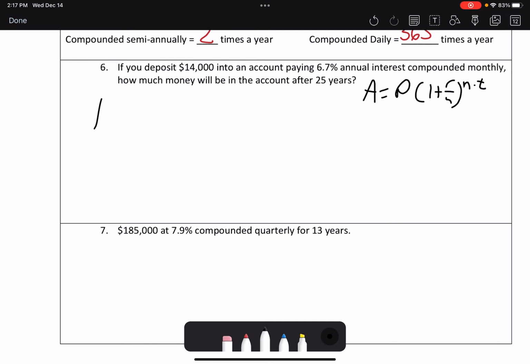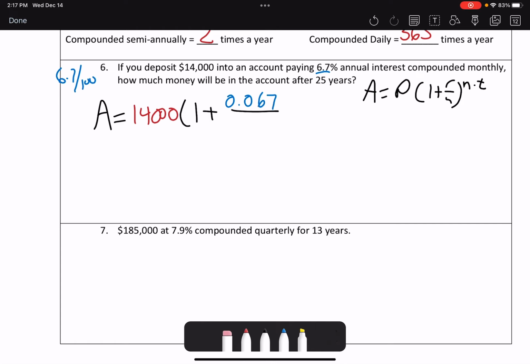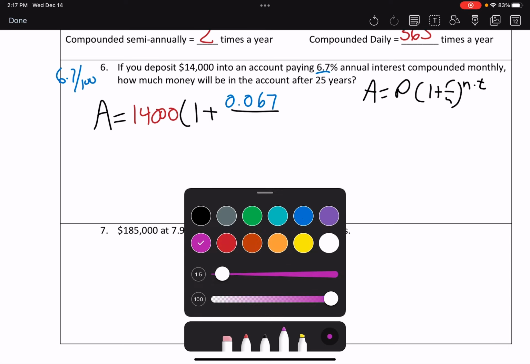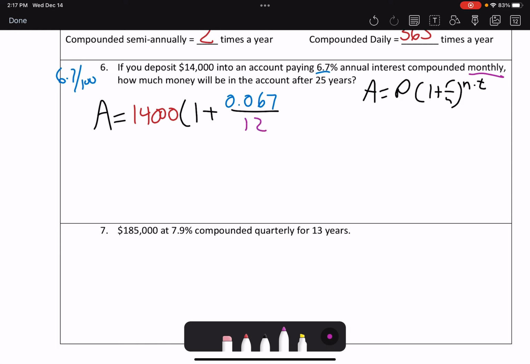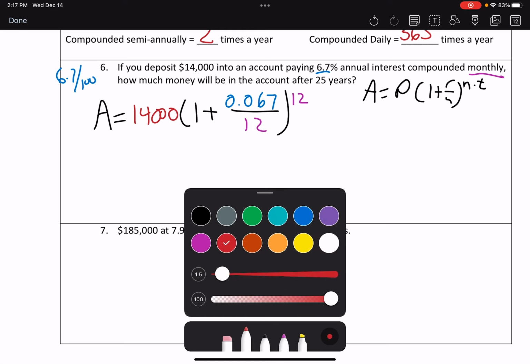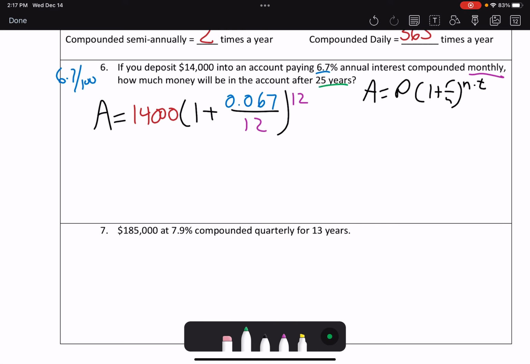In this case, my principal is $14,000. And I'm multiplying it by 1 plus my rate, which was 6.7%. So if I do 6.7 divided by 100, that's going to give me a rate of 0.067. Then it said it was compounded monthly. So compounded monthly is going to give me an N value of 12. And I'm going to raise this to the power of 12. And then I'm also looking at a value after 25 years, so I'm going to do 12 times 25.